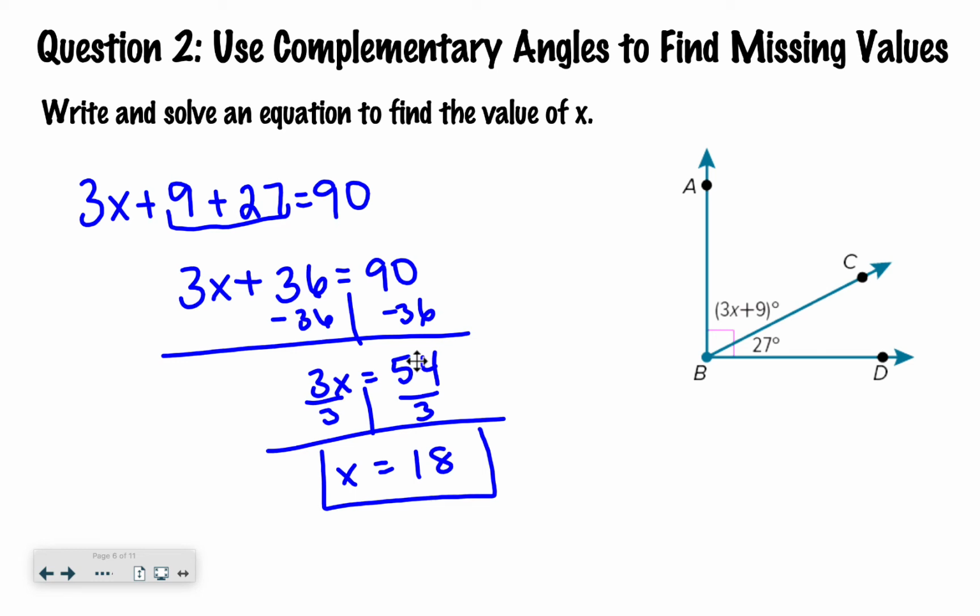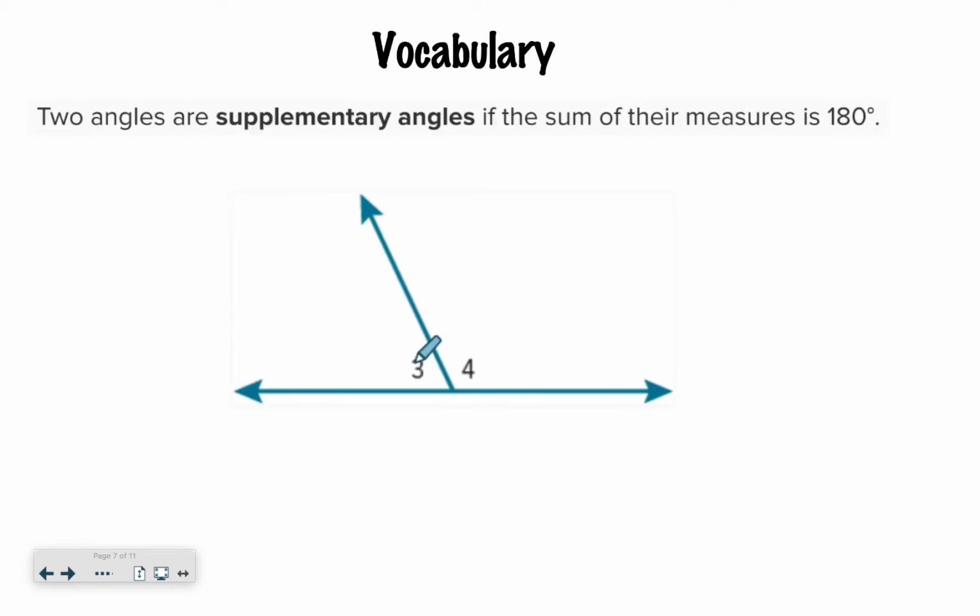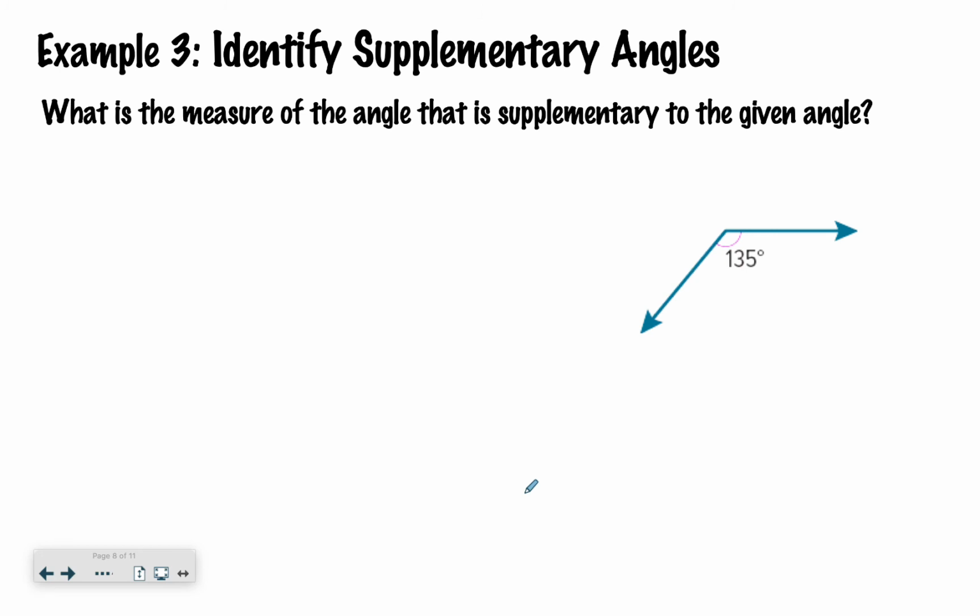Otherwise, we're going to move on to our next example, where we are now talking about supplementary angles. Supplementary angles are where the sum of two angles is 180 degrees. So that means that it forms a straight line. Looks just like this. If we're trying to find the measure of an angle that is supplementary to the given angle, this is very similar to the very first example we did. The only difference is now we're talking about supplementary.